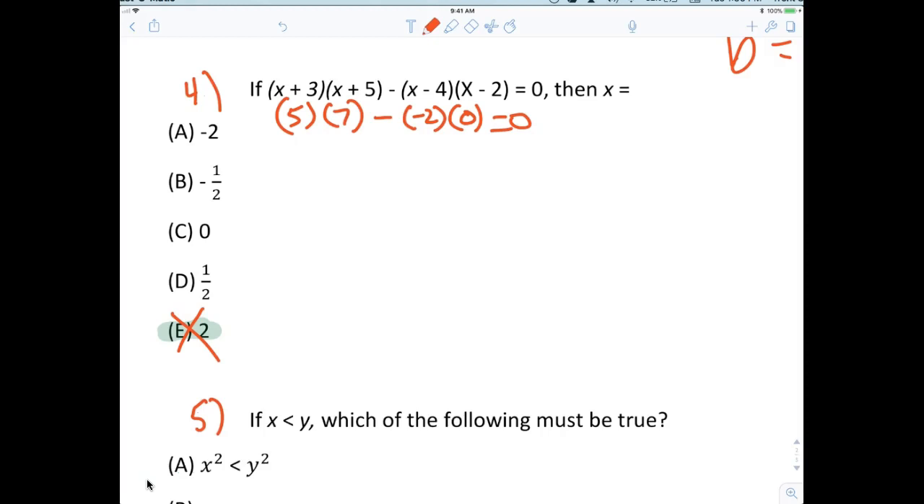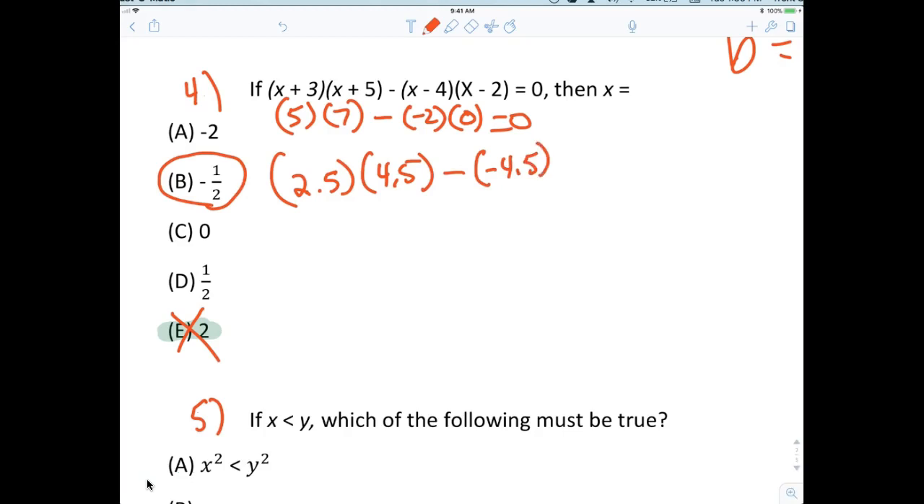Let's try B. So now, to me, if I plug in negative 1/2 and I'm going to add 3, does everybody understand? I would just say 3 minus 0.5, which is 2.5. Is everybody happy with that? Is that okay? So this would be 2.5 times what? 4.5 minus negative 4.5 times negative 2.5.